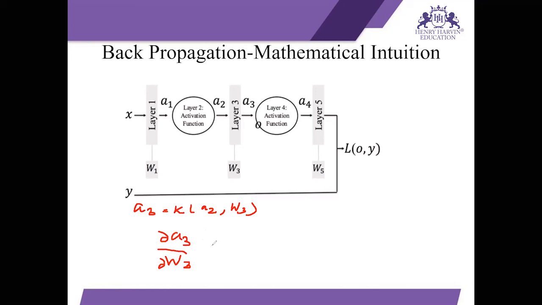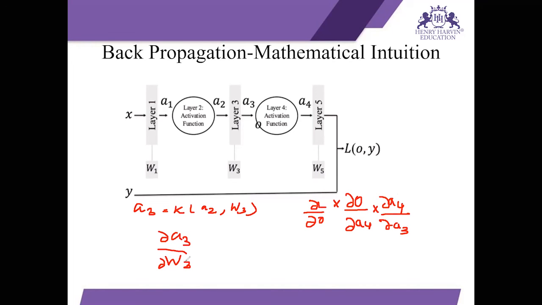So dou A3 by dou W3. What will be the size of the Jacobian now? Just try to find out: the size of A3 into the size of W3. We have this quantity which we just calculated, so let us calculate that now. Dou L by dou O into dou O by dou A4 into dou A4 by dou A3, right? So what are we trying to find out now?